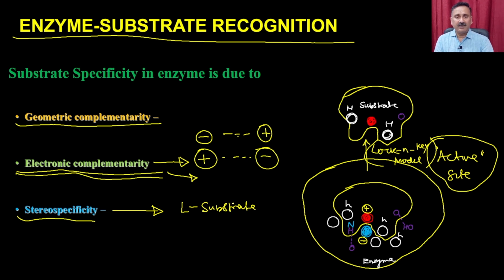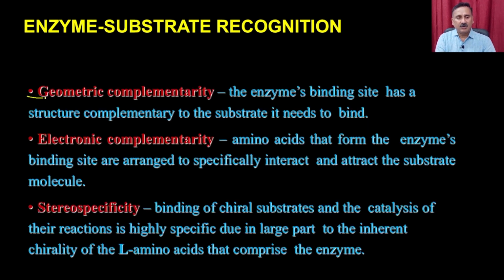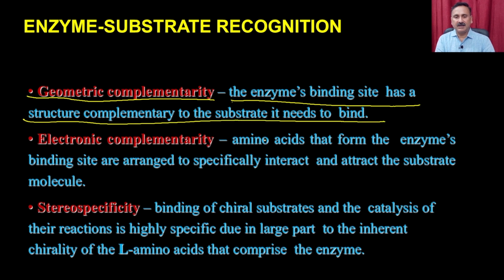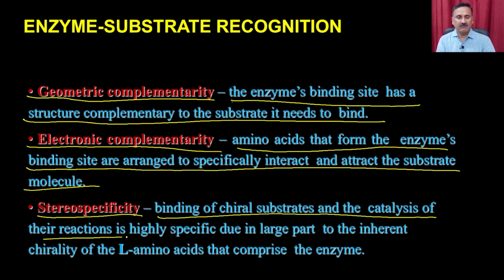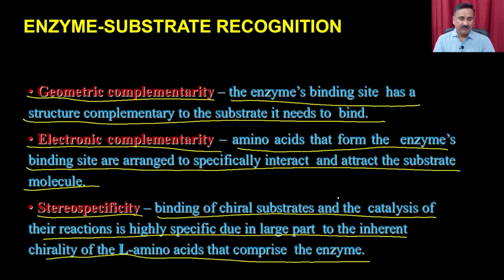So this is what I have given in the next slide. Geometric complementarity: the enzyme binding site has a structural complementarity to the substrate. It needs to bind. Then we have the electronic complementarity. So amino acids that form the active site or the enzyme binding site are arranged to specifically interact with and attract the substrate molecules. And then we have the stereospecificity. So the binding of the chiral substrate and the catalysis of their reaction is very highly specific due in large part to the inherent chirality of the L amino acids that comprise the enzymes.